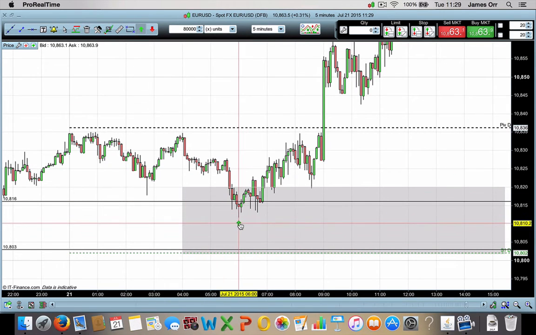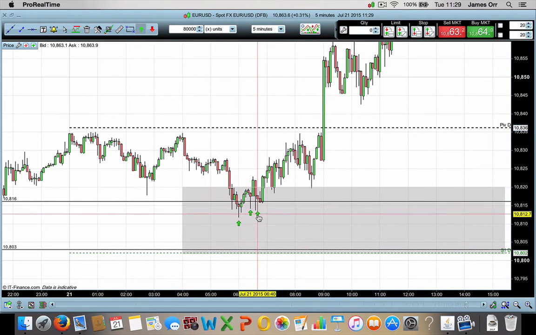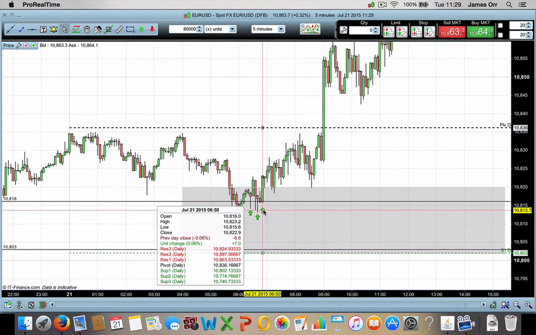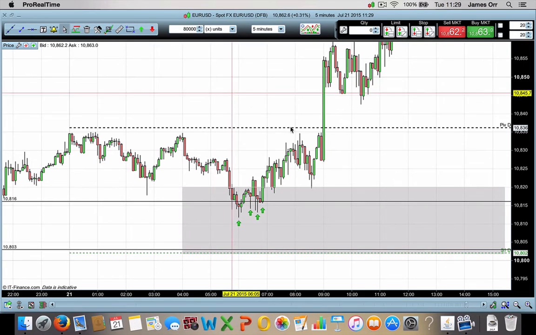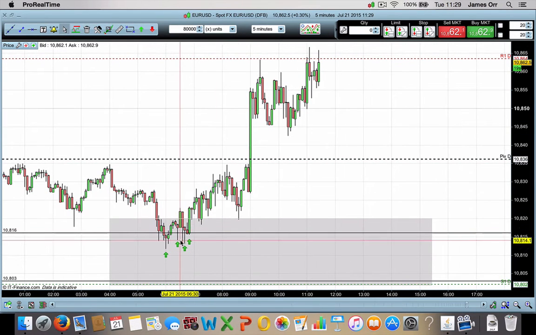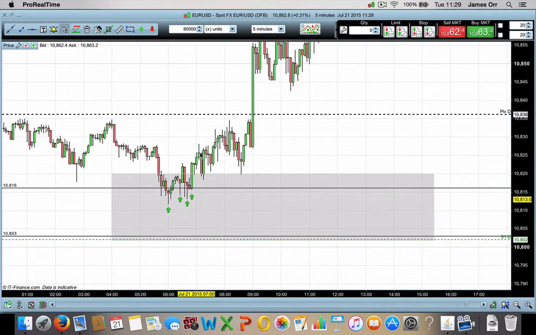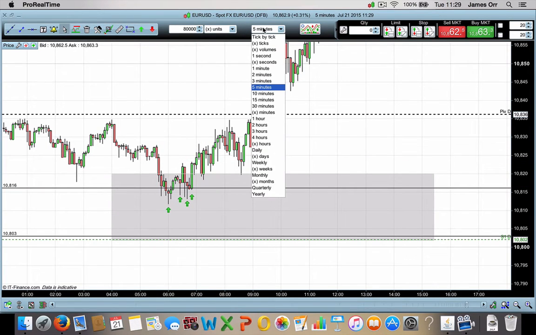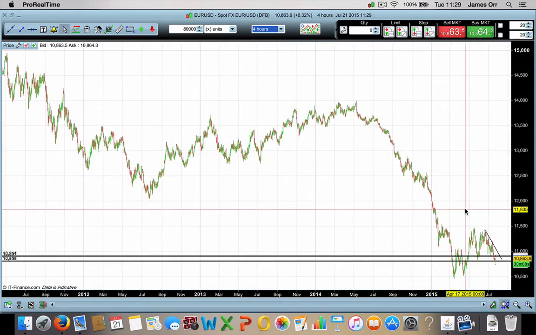You've had a pin bar here, one here, you've had one here, you've had a strong engulfing bar right there. And look what the market's done. It's bounced up. This is the main way that I trade. It's a great way for identifying strong support and resistance. I'm going to show you another little trick.